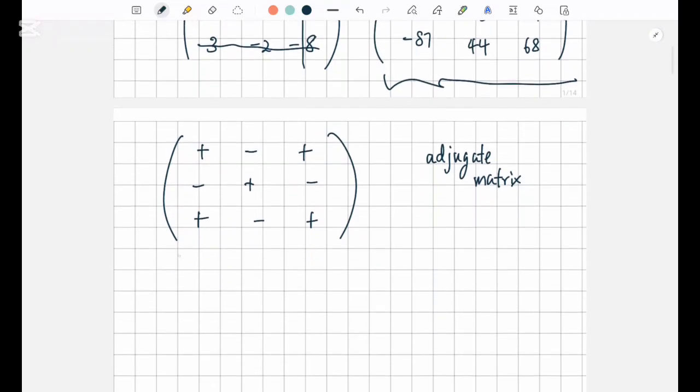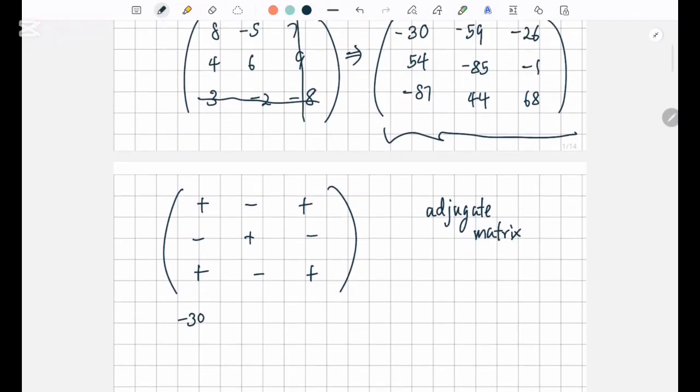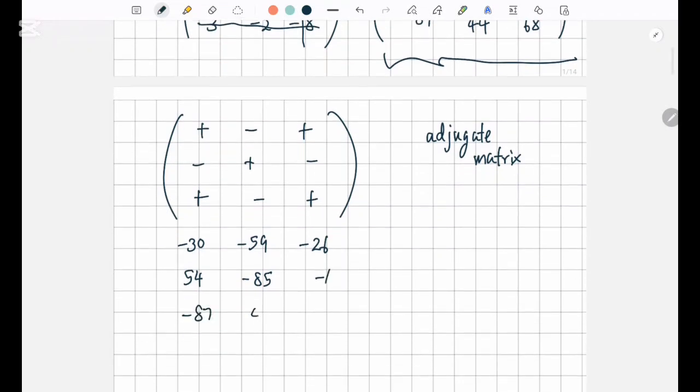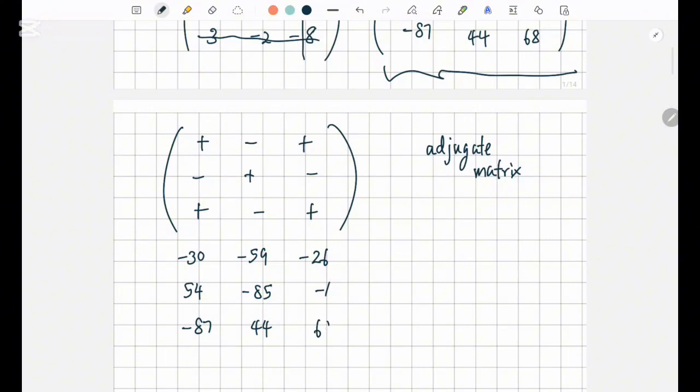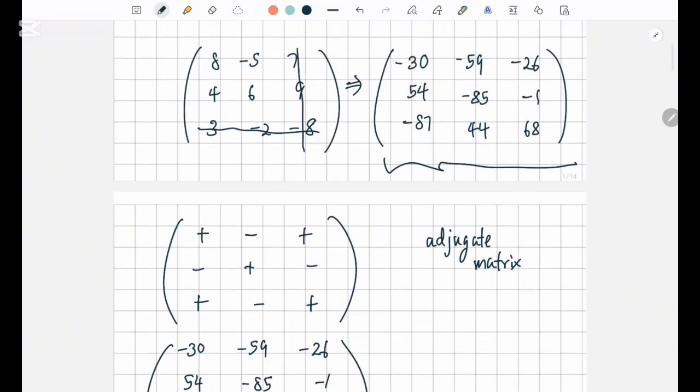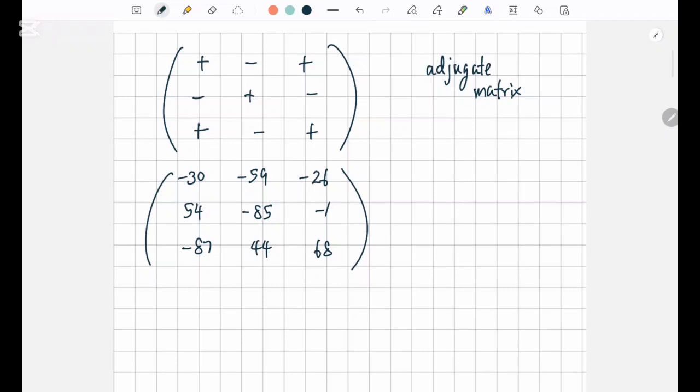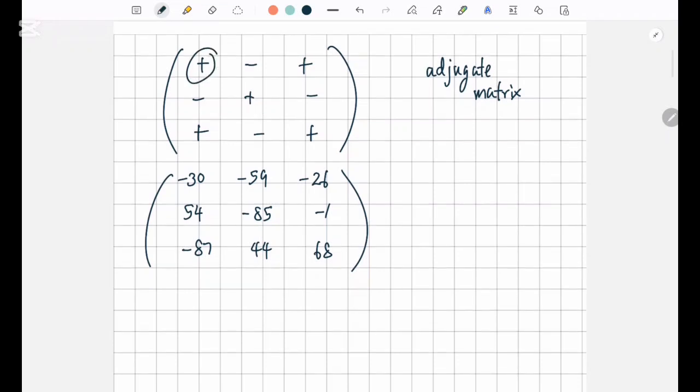So basically if I write minus 30, the matrix we had previously, minus 85, minus 1, minus 87, 44, and 68. Okay, so it's going to be plus, so you can just take these as numbers too. Plus 1, minus 1, plus 1, minus 1, plus 1, minus 1, plus 1, minus 1, plus 1. So you multiply the numbers by plus 1 and minus 1 according to which row and column it is in.